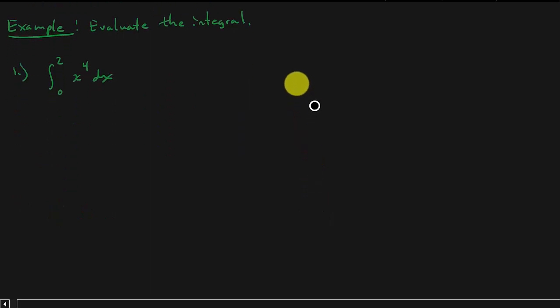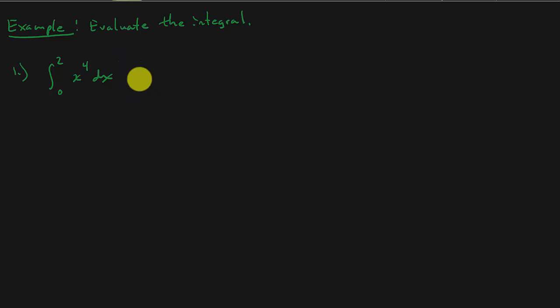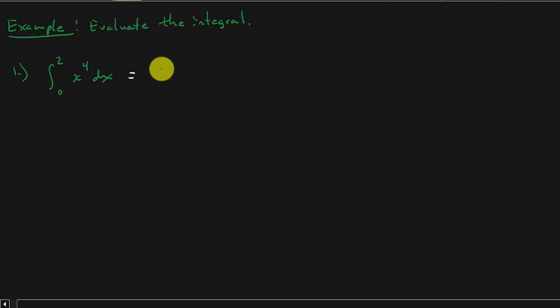All right, so they want us to evaluate the integral x to the fourth dx from 0 to 2. All right, so let's go ahead and do that. Let me change colors. So we're going to get 1/5 x to the fifth, right? We add 1 to the exponent and then multiply by the reciprocal of the new exponent, and that's going to go from 0 to 2.